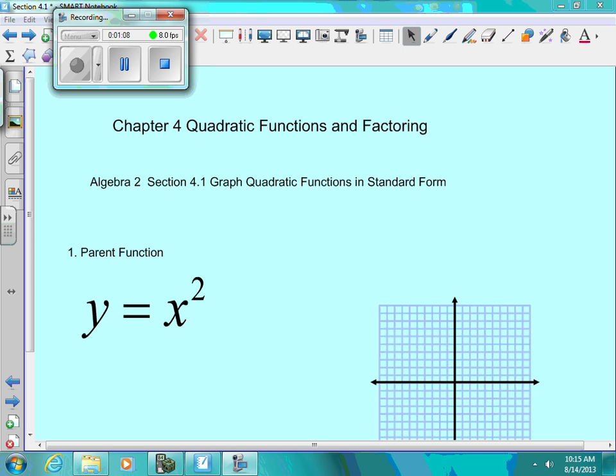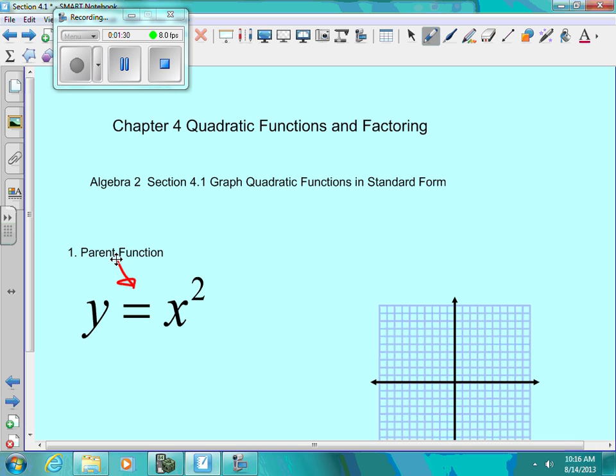Okay, let's get started here. First section is titled 4.1 Graph Quadratic Functions in Standard Form. First of all, what is a quadratic function? A quadratic function comes from the family of functions y equals x squared. We call y equals x squared the parent function.